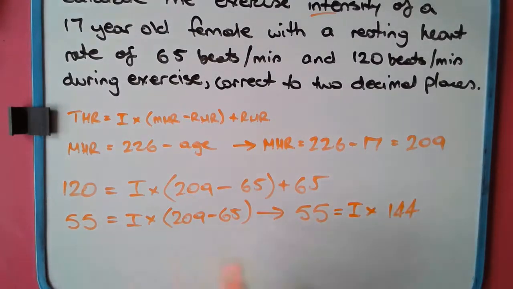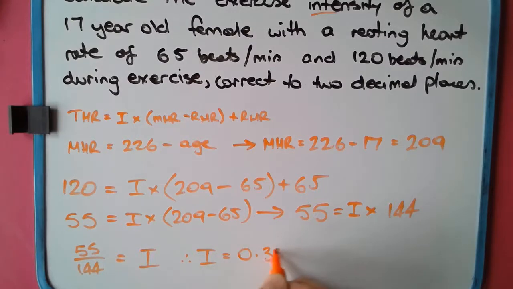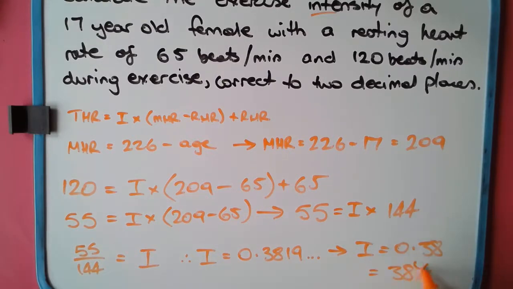Now we can divide both sides by 144. So 55 over 144 is equal to I. Therefore I is equal to 55 divided by 144, and you get 0.3819. Correct to 2 decimal places, I is equal to 0.38. As a percentage, that would also be 38% intensity.